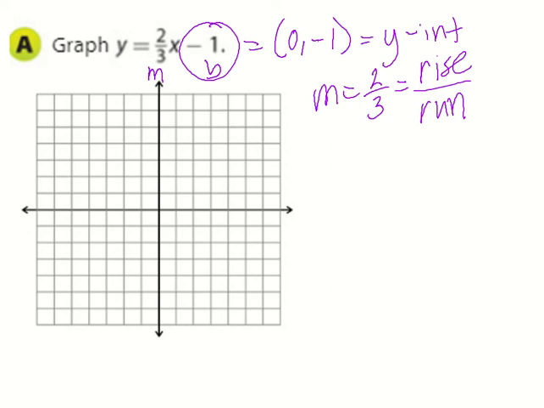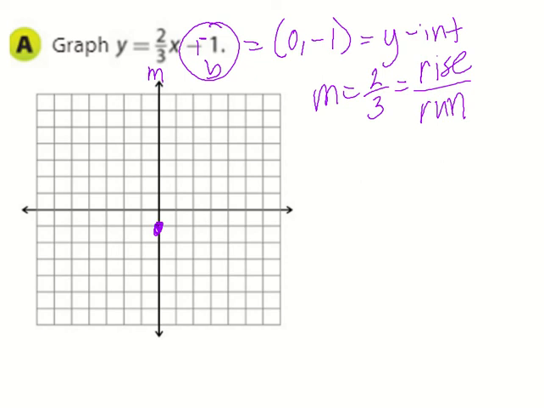So let's first start with our y-intercept. The reason I made it -1 is because it was subtract, right? If I add the opposite, it becomes negative. So there's where that negative came from. So I'm going to go down here, right here. I'm going to put a dot, 0, -1.